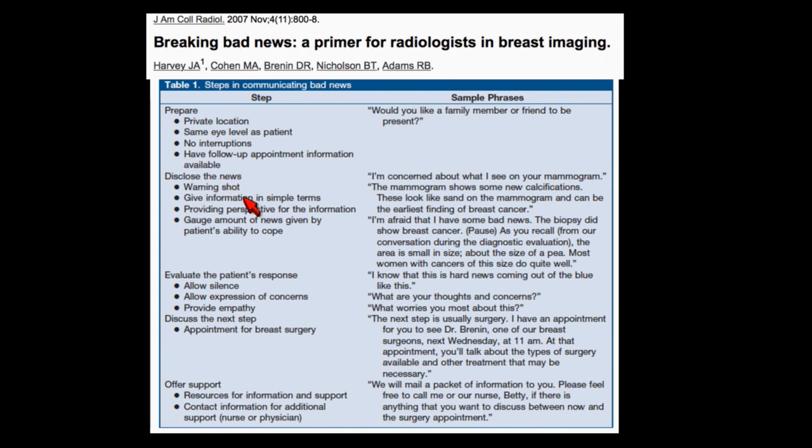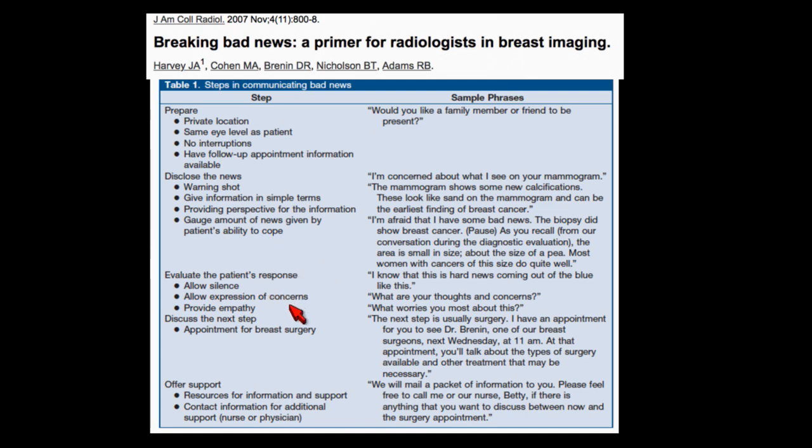Disclose the news. Start with a warning shot. I'm concerned about what I see on your mammogram. Give the information in simple terms. These look like sand on the mammogram and can be the earliest finding of breast cancer. Gauge the amount of news the patient can cope with. Different patients have different levels of understanding.